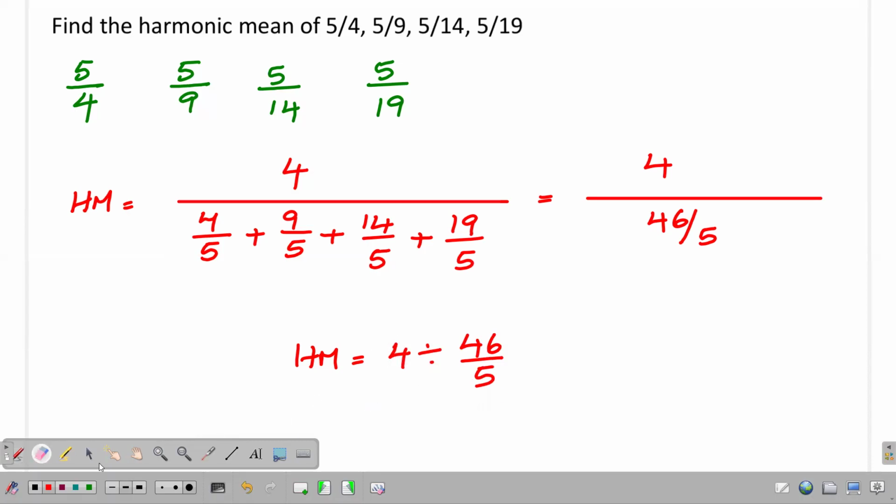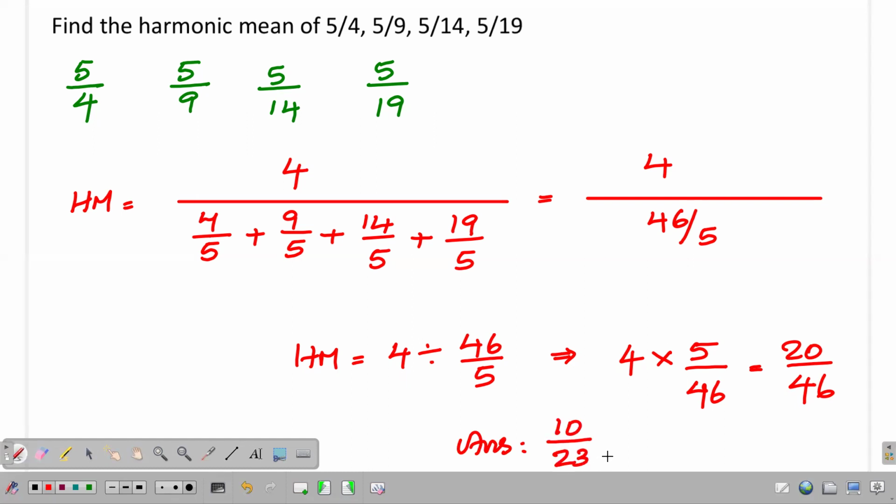I can now simplify this. You know how this is going to change? This will be 4 into 5 upon 46, so 5 upon 46 it will come. On further simplification, this is 20 upon 46, which can be further simplified as 10 upon 23. So that is going to be the answer for the second question for the day. The harmonic mean of these 4 terms will be 10 upon 23.